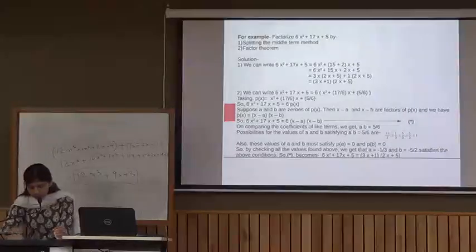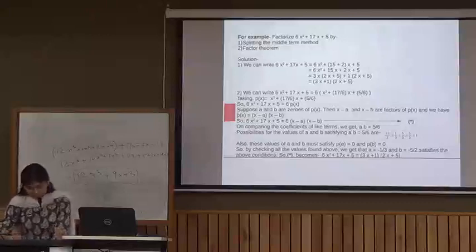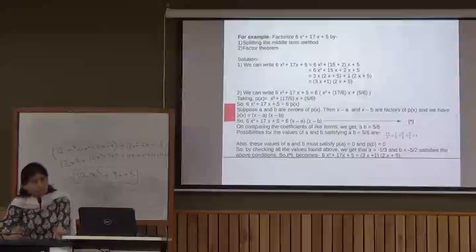So, putting these found a and b values in the star equation, we get the factorization as (3x plus 1) into (2x plus 5). Note that by using any of the methods, the answer is the same.